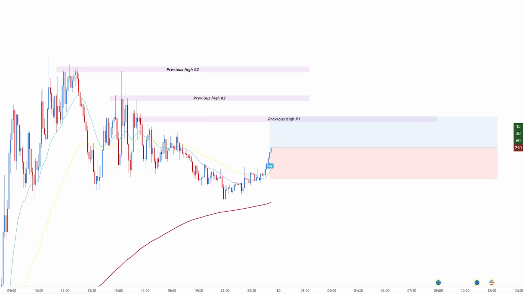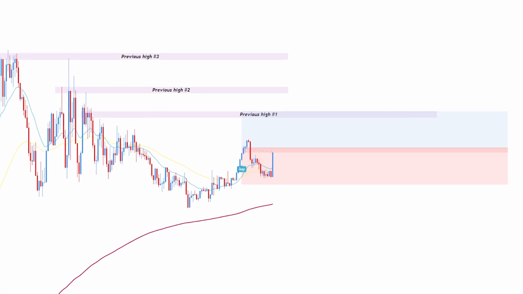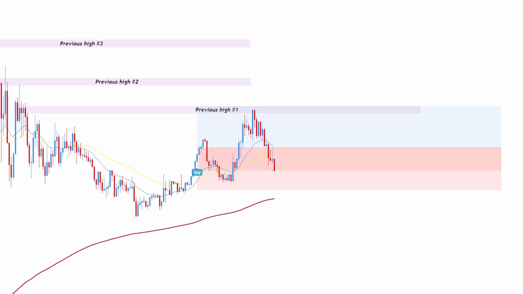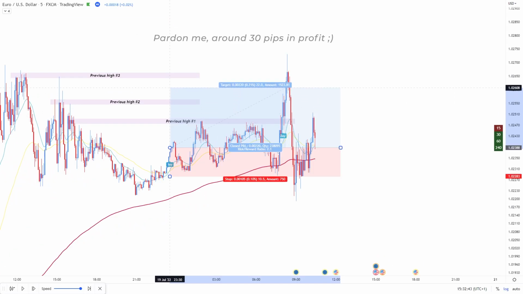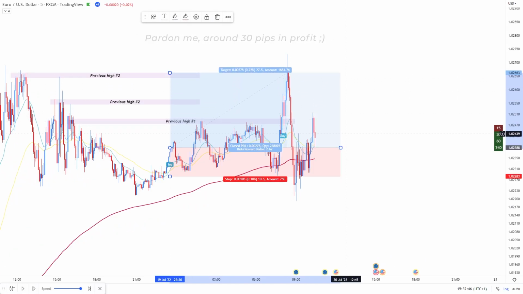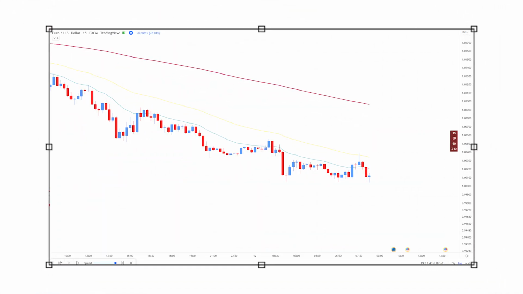So let's play a replay tool and see what happened to the trade, and as we can see, the price broke past the previous high level, hitting our target zone, reaching around 40 pips in total profit at the moment. So now back on the charts, let's take a look at this potential sell entry example.